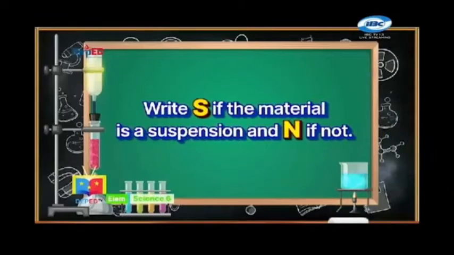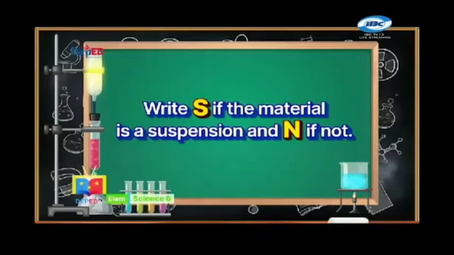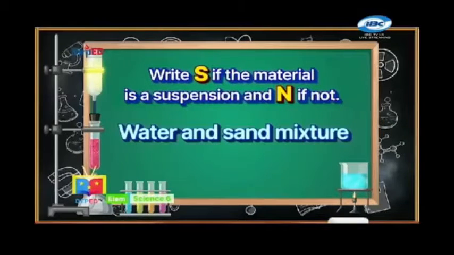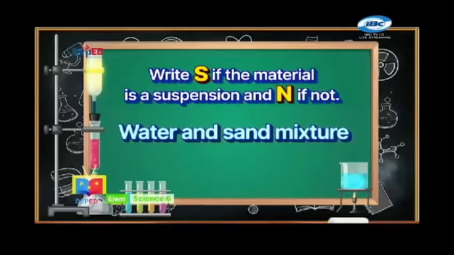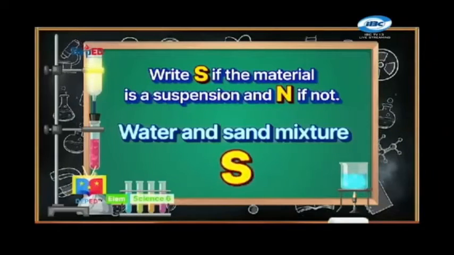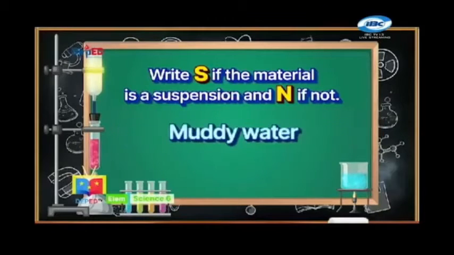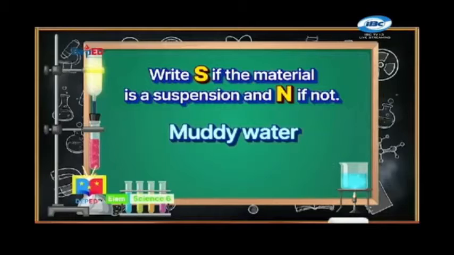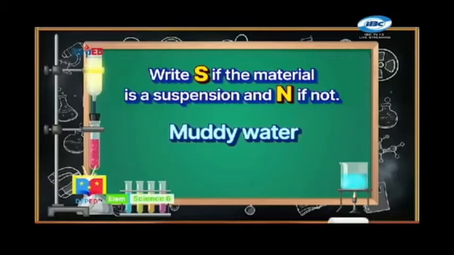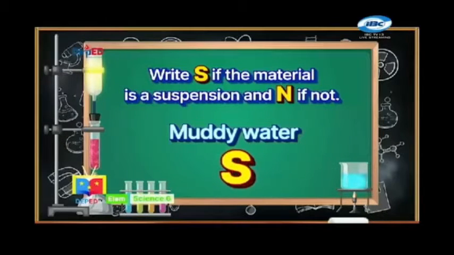Write S if the material is a suspension and N if not. Write your answers on your paper. Number 1. Water and sand mixture. The correct answer is S. Number 2. Muddy water. The correct answer is S.